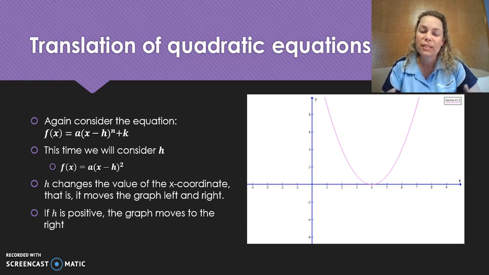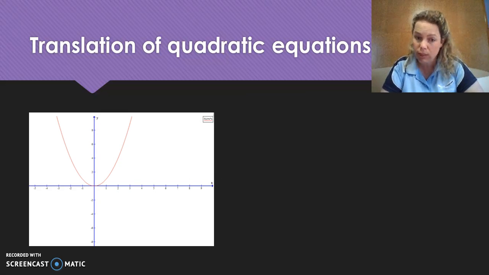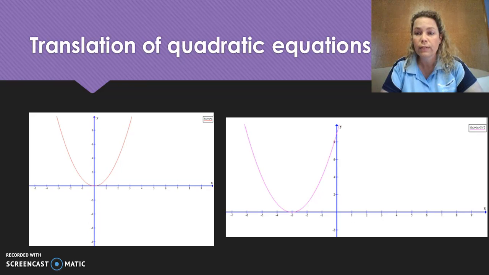It's very important, and the way to remember this is that because h is inside the brackets, it is actually changing x before you square it. So this is x minus 4 all squared. So once again, here's our original to remind you what it looks like. And if we have h as negative, so our equation will become x plus h all squared, it will move it to the left. So it's a little bit counterintuitive.